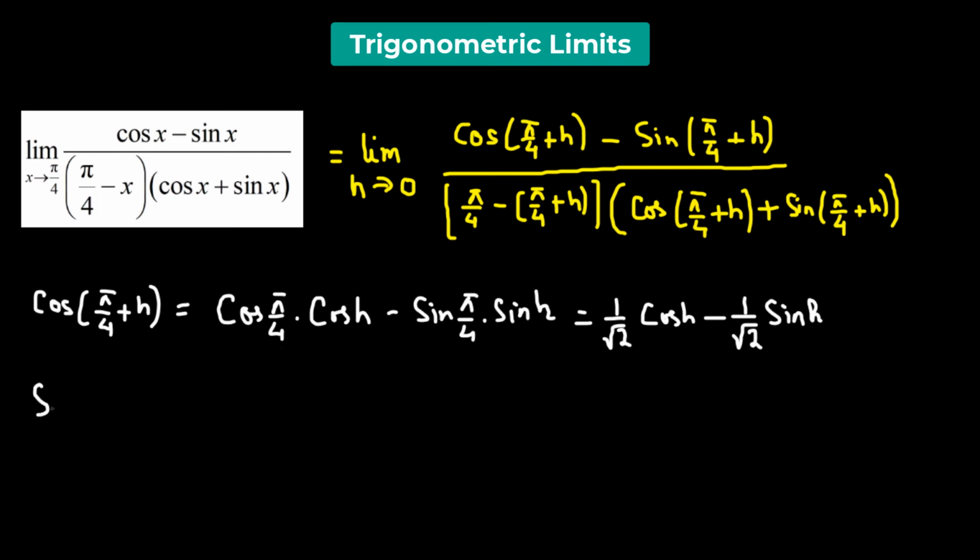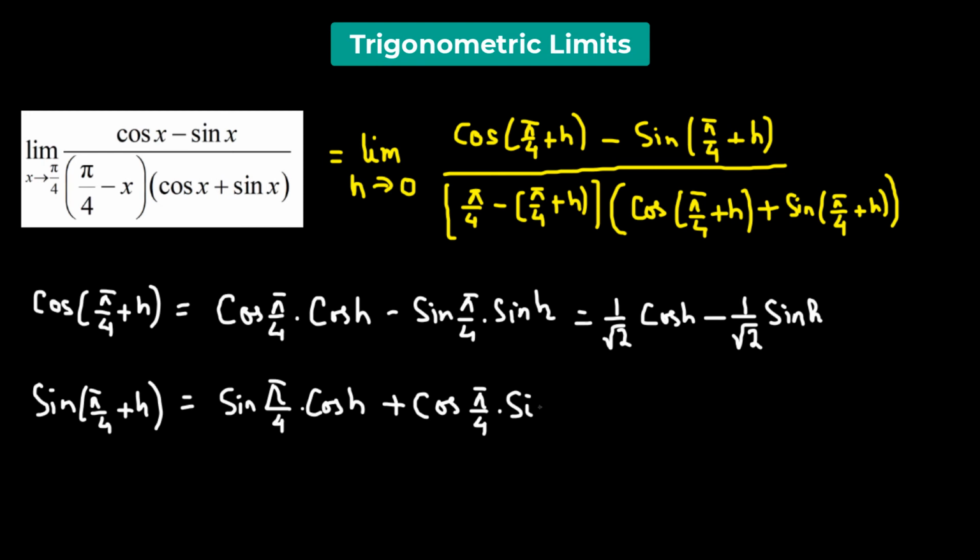Then we are going to expand the second term, which is sine of pi over 4 plus h. We have the identity sine of a plus b equals sine of a times cosine of b plus cosine of a times sine of b. So a here is pi over 4, sine of pi by 4 is 1 over root 2, times cosine of h plus 1 over root 2 times sine of h.